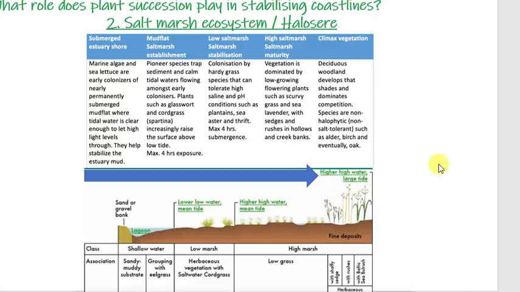Alright, and that's about it for today, folks. It's vegetation stabilising halophyte, xerophyte, pioneer species. Yeah, kind of day today.